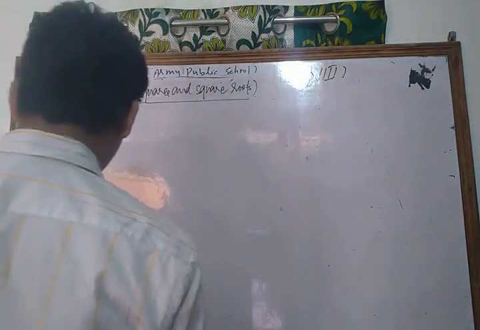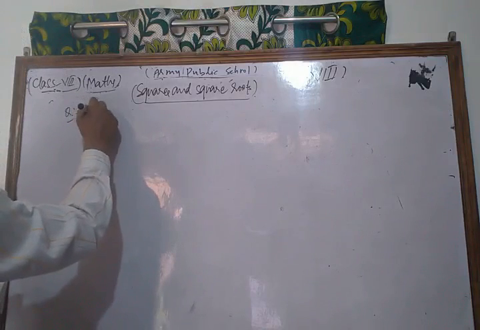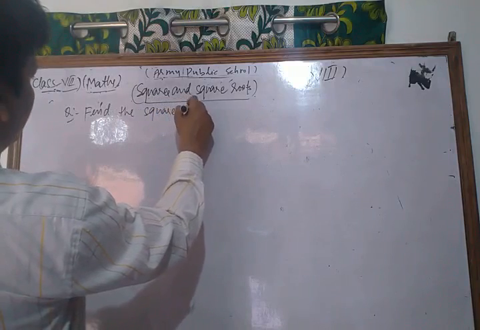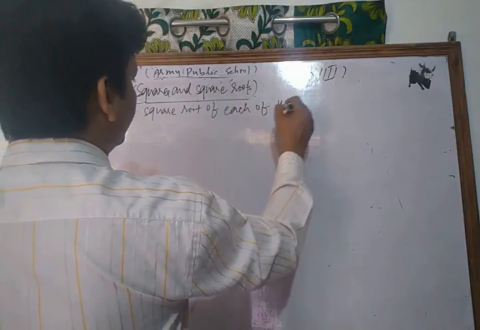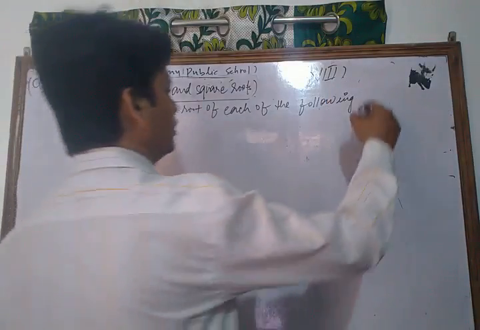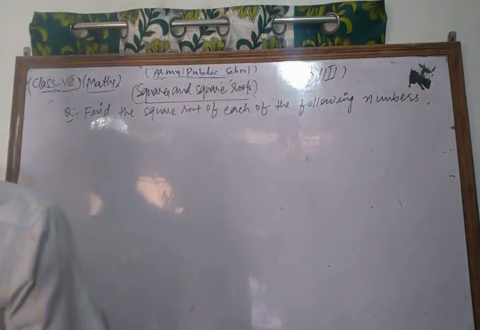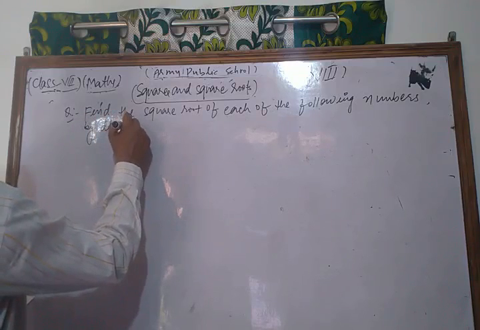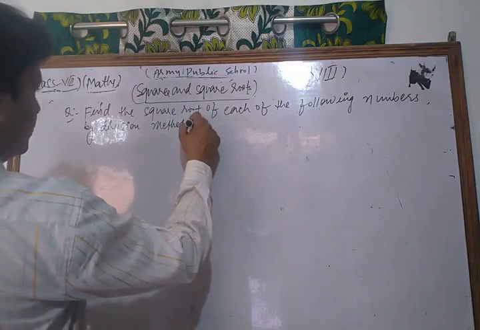Let's see. So the first question is: find the square root of each of the following numbers by division method. And the first part of this question is what?